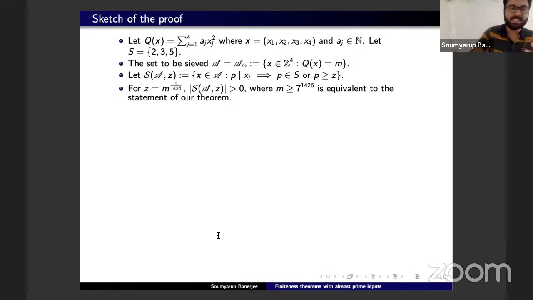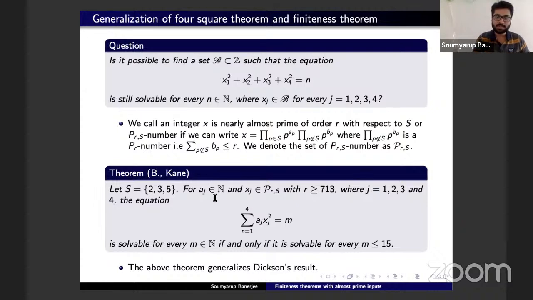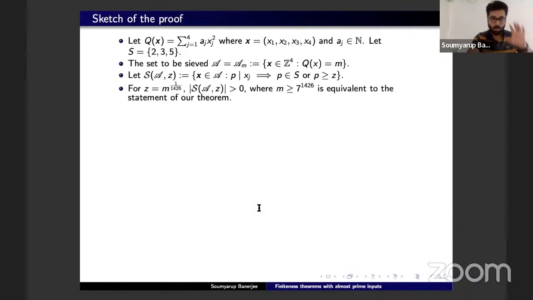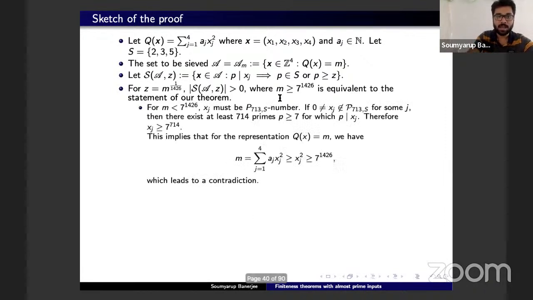So let us see what we are doing here. S_{A,Z} is basically this. Let me say one more fact. Our theorem is a generalization of Conway-Schneeberger's result, the 15th theorem, because in the 15th theorem they have proved it for any integer, that is, their theorem states that x_j belongs to Z. But in our theorem we have proved that x_j need not belong to Z; we can take a subset of Z, so x_j belongs to P_{R,S}, and that R should be bigger than or equal to 713. And I will show you why this is the same as this statement. Finally, we want to show this thing and why this is the same.